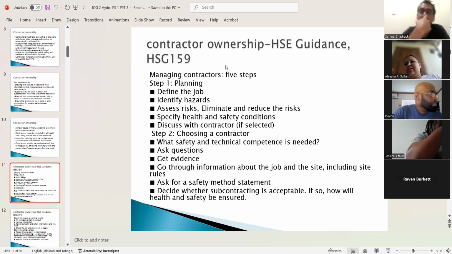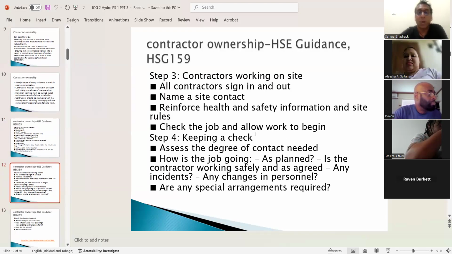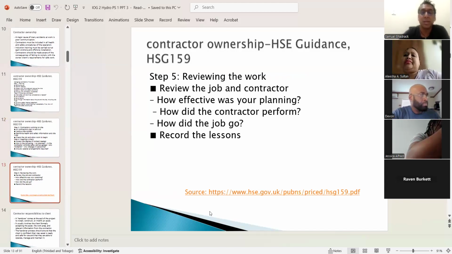They mention 5 steps in planning the job. You could start to manage your contractors from there. Choosing a contractor, yes, definitely that is the client's responsibility. While the contractor is working on site, a lot of companies do a monthly check on them, to make sure that the meetings are being conducted, accidents are being reported, documents are being filled out on time, etc. Keeping a check. And you can have a read of it, reviewing the work.